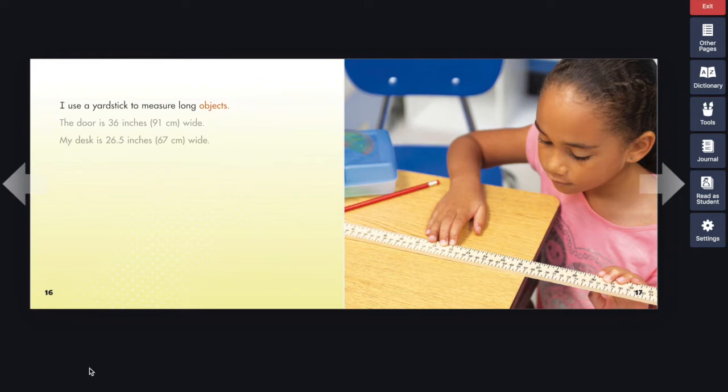The yardstick is a bigger ruler, so if I wanted to measure a table, that's a big table, I can use a yardstick.